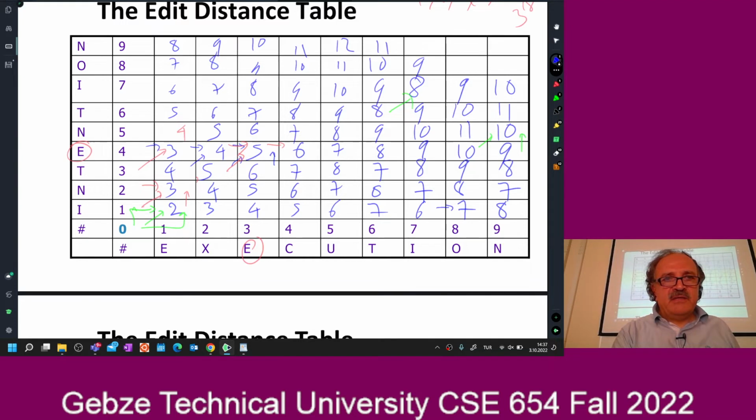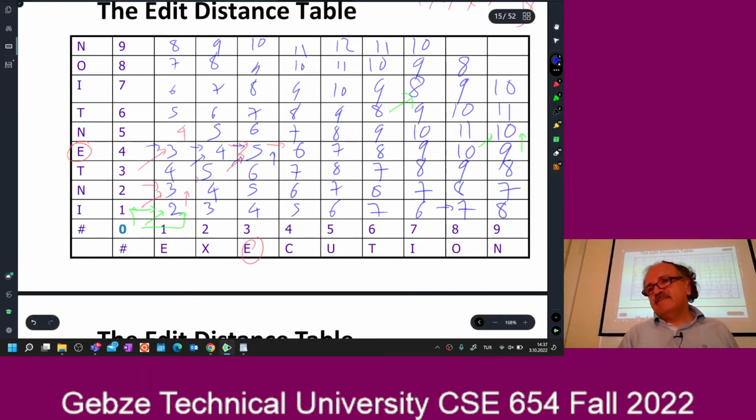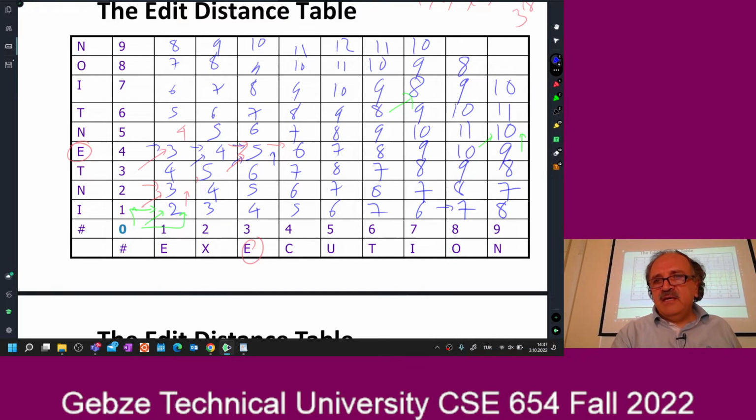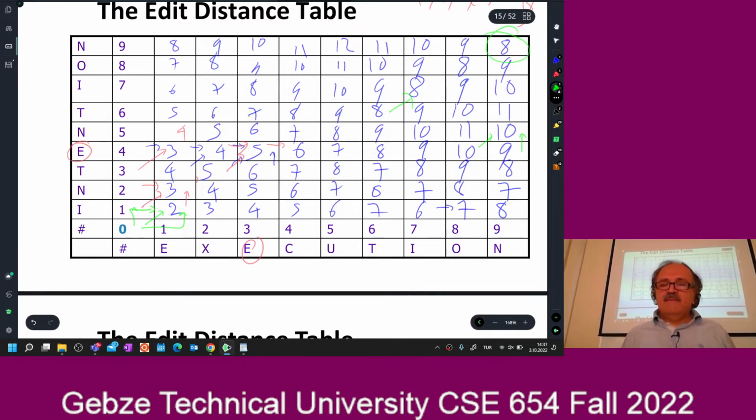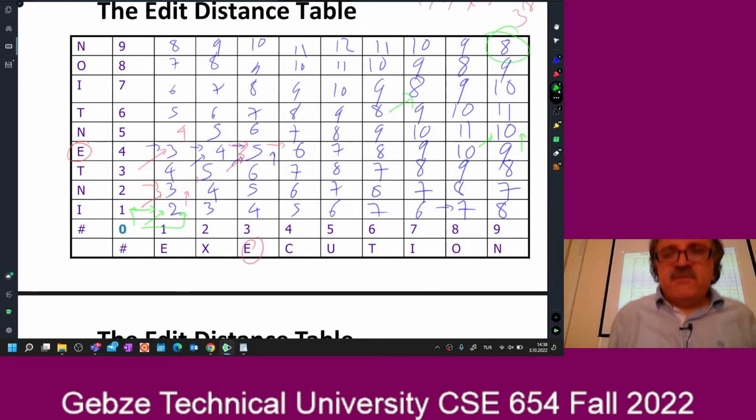And how about this one? It is 10. Okay, here, O and O, substitution again, 8. Okay, here it is going to be 9. Here it is going to be 9. When I come here, okay, substitution is free again. It's going to be 8. So this is our final. These are going to be final cost, 8.